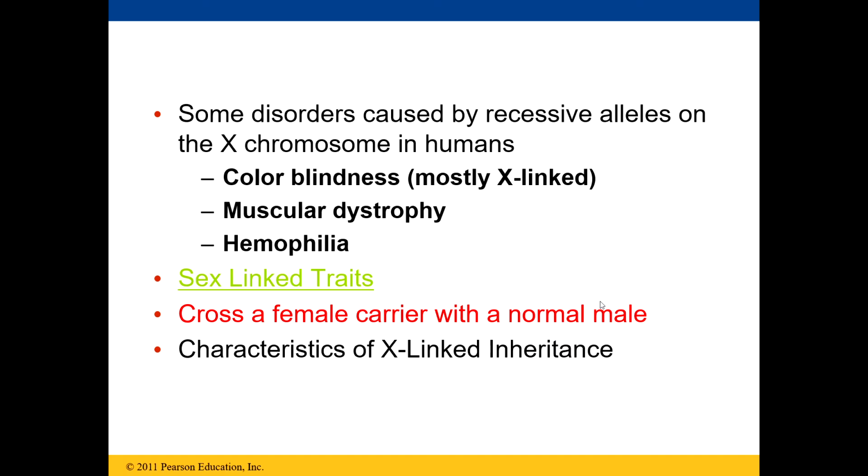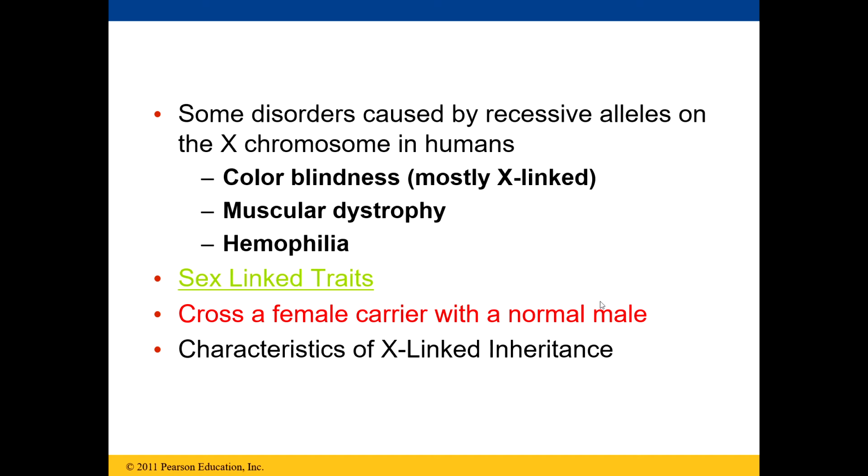Okay, now if we look at the male, he's either got a big A, he has nothing on the Y, or little a. That's it. So if he has a big A, he's going to be normal. And if he has a little a, he's going to be affected. So again, he either has it or he doesn't. That's that. So our try this on page 93 is to cross a female carrier with a normal male.